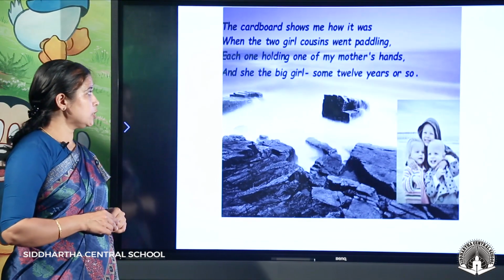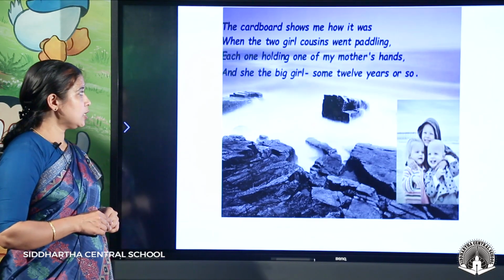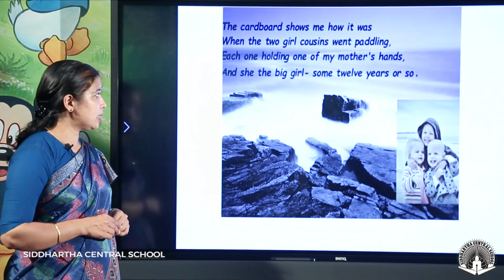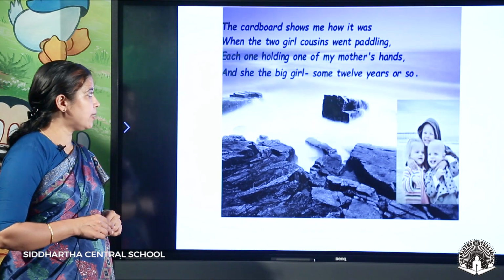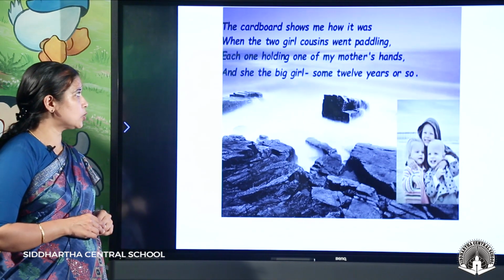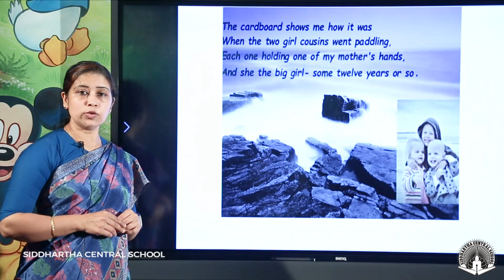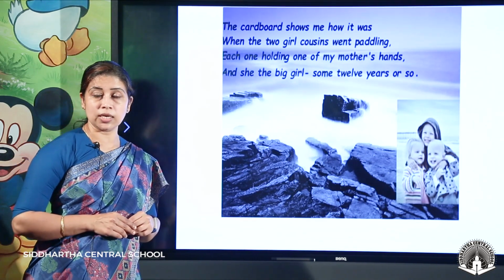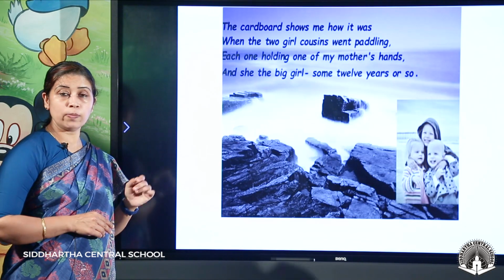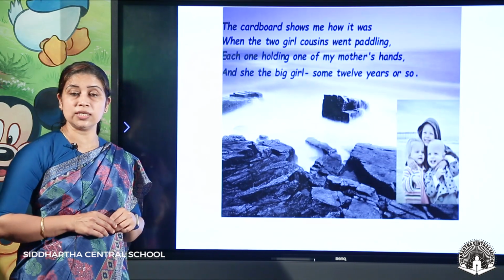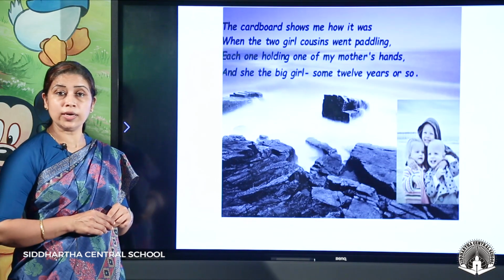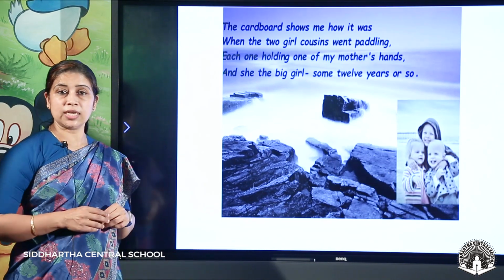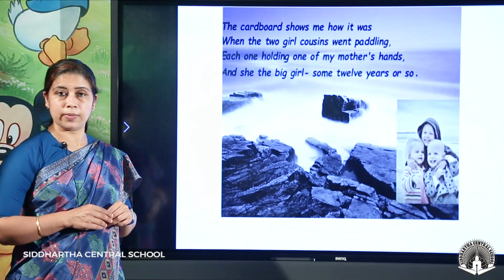The cardboard shows me how it was when the 2 girl cousins went paddling, each one holding one of my mother's hands, and she, the big girl, some 12 years or so. The cardboard shows me how it was. That I already told you. It is an autobiographical account of the poet's emotions and feelings on seeing an old photograph of her mother. So the poem is in the form of a tribute to her mother.